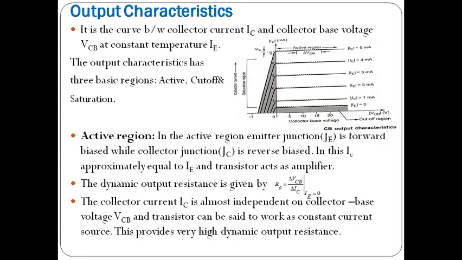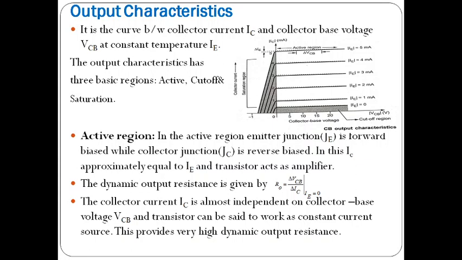Here we can calculate the output dynamic resistance, which is nothing but output voltage to output current. So we can write the change in the output voltage, delta VCB, by the change in the output current, delta IC, considering the input current IE equals 0. The collector current IC is almost independent of the collector-base voltage VCB, and the transistor can be said to work as a constant current source.